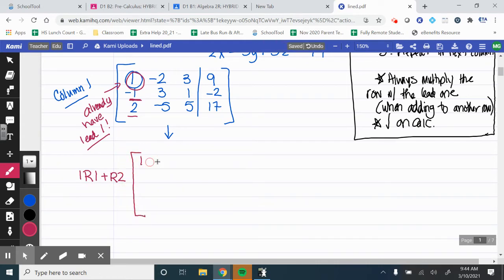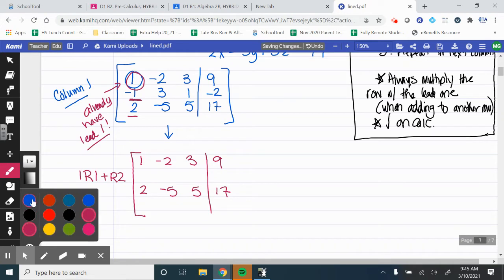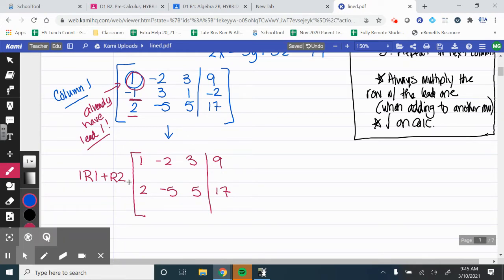The first row is going to stay the same, so I'm going to rewrite that. My third row is going to stay the same too, so 2, -5, 5, 17. The only one that's changing is this middle row. To do that, I usually like to use my fingers, which I can't show you here, but I would hold my finger here and then 1 on here and say to myself, okay, 1 times 1 is 1, minus 1 is 0.